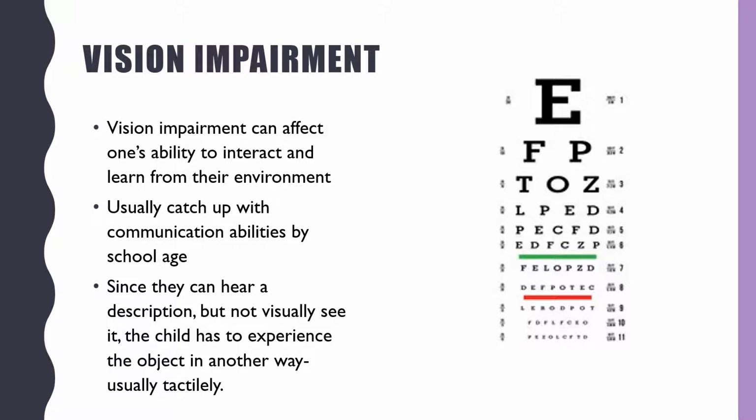Now we're going to discuss vision impairment. Vision impairment can affect one's ability to interact and learn from their environment. Children with visual impairments will usually catch up by school age, but they often need extra help. When teaching a new word, the child has to experience the object in another way because they're not going to see it, of course. So this is usually done tactilely.